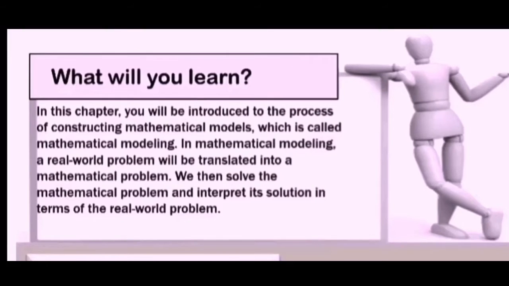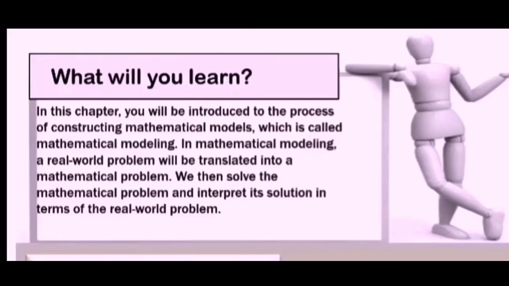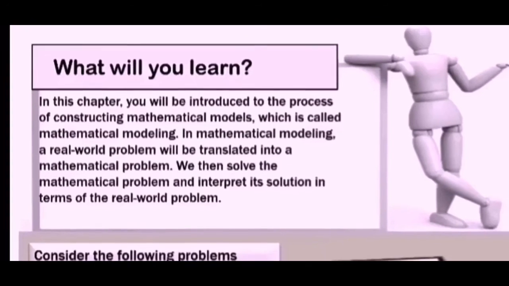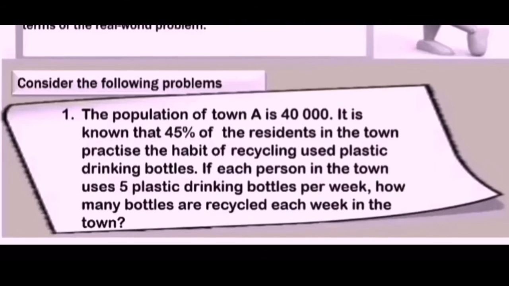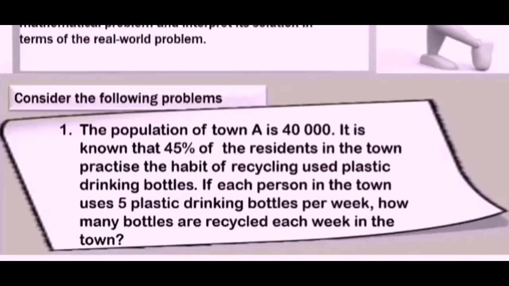Consider the following problem. The population of town A is 40,000. It is known that 45% of the residents in the town practice the habit of recycling used plastic drinking bottles. If each person in the town uses 5 plastic drinking bottles per week, how many bottles are recycled each week in the town?